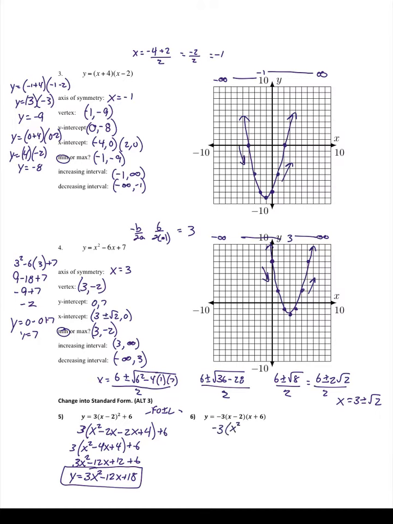For the last one, we're going to multiply out x squared plus 6x minus 2x minus 12. Distribute our 3 in our negative 3. And we're going to have negative 3 times x squared is negative 3x squared. Negative 3 times 4x is negative 12x. And then negative 3 times negative 12 is positive 36.